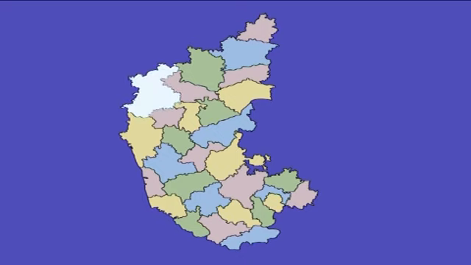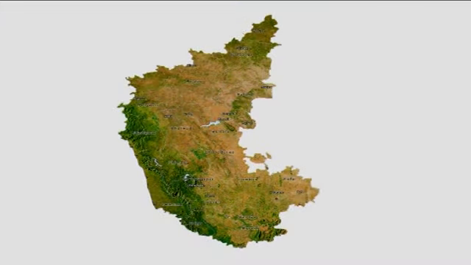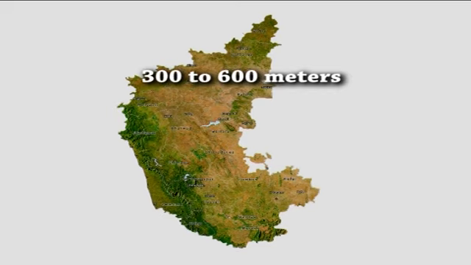Northern Karnataka Plateau. Northern Karnataka Plateau comprises of the districts of Belgaum, Bidar, Bijapur and Gulbarga and is largely composed of the Deccan Trap. It represents a monotonous, treeless extensive plateau landscape with a general elevation of 300 to 600 meters from the mean sea level.